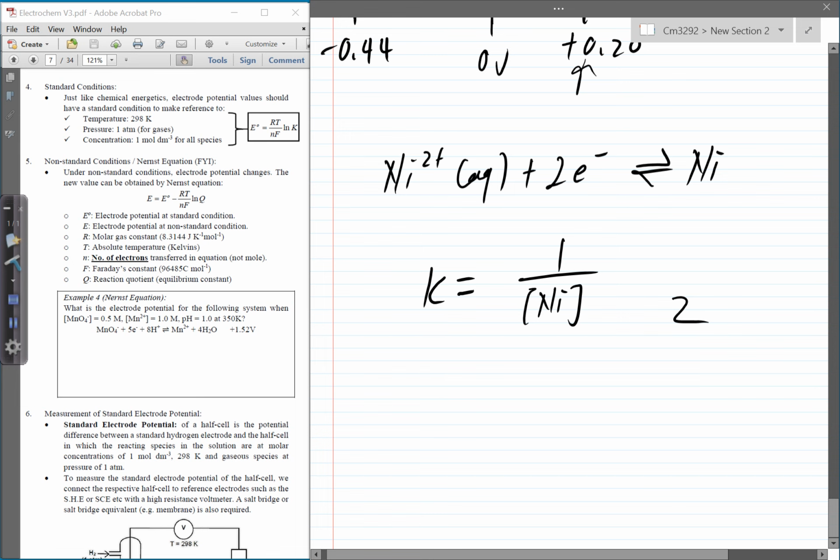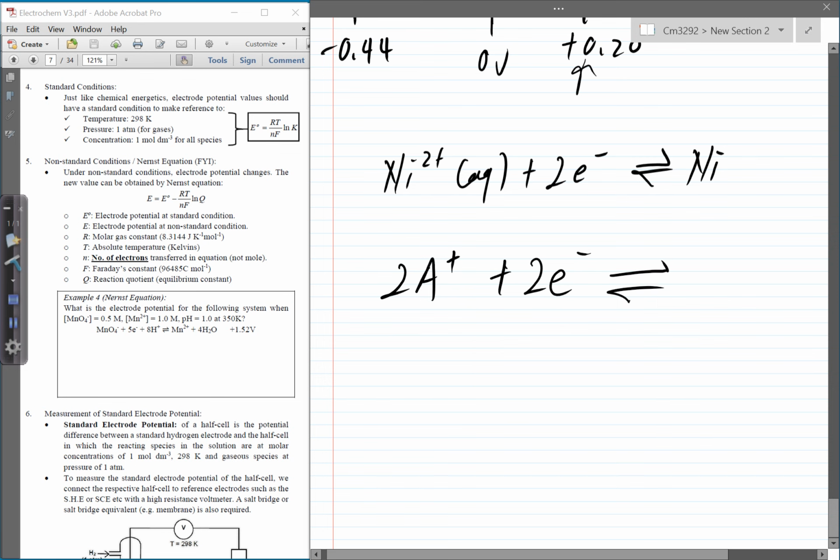If, for example, we have 2A+ plus 2e- become A2, something like that. And I want you to write the equilibrium constant, same thing, K will be equal to 1 over [A+] to the power of 2, right? We must keep the concentration at 1, because when it's 1 over 1 it will still be 1. So it's at equilibrium once again, right?